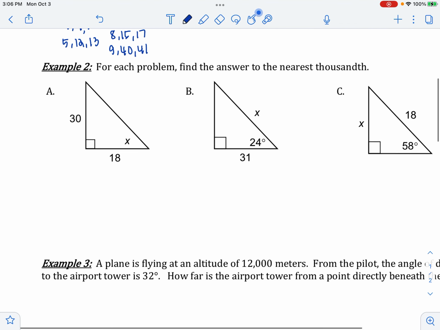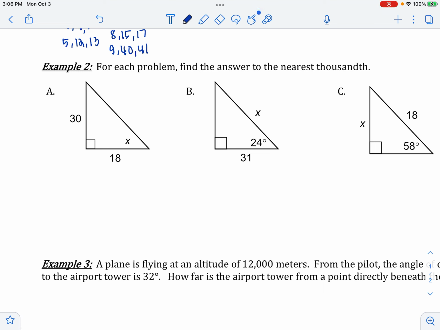All right, next, if you look, we have the next 3 problems. For each problem, find the answer to the nearest thousandth. So we're going to do 3 decimal places. If you look at these 3 right here, the first one has a missing angle and you're given 2 sides. The second one has a missing side and you're given an angle and a side. And the third one, same thing. So whenever you have a side and an angle, or two sides and you're missing an angle, or an angle and a side and you're looking for a side, you can use SOHCAHTOA as long as it's a right triangle.